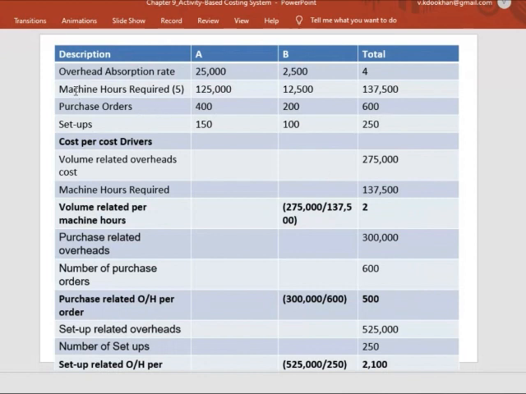Here you have machine hours. Machine hours, we know it is 5 as per the question. The units required for A is 25,000, whereas for B it is 2,500. I multiplied, and that gives me a total of 137,500. The purchase orders give me 400 and 200, so 600 in total. Setup is the same, 250. I'll be using the total column only. Let me put it in.